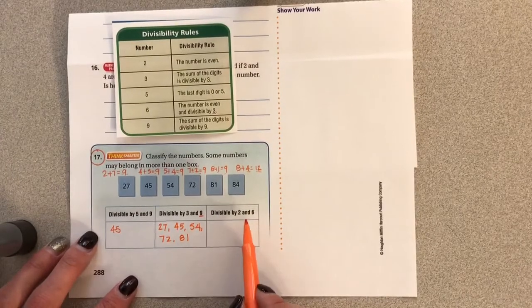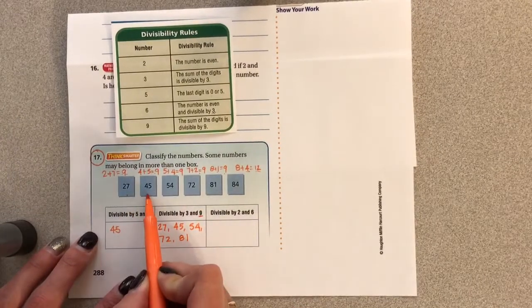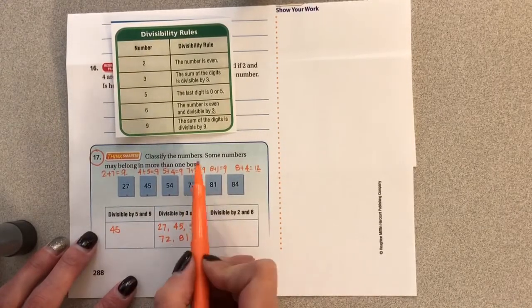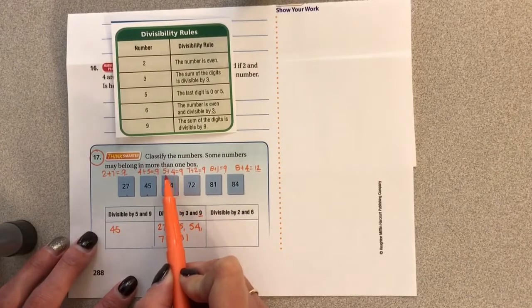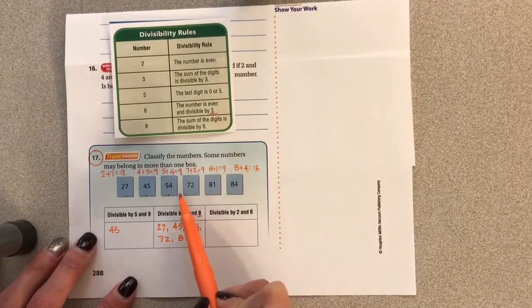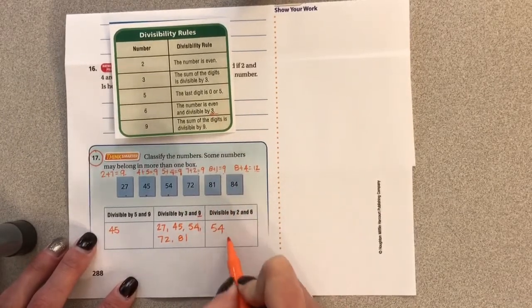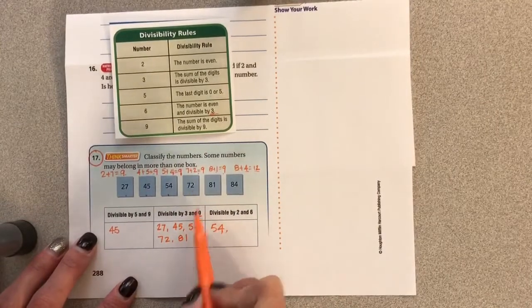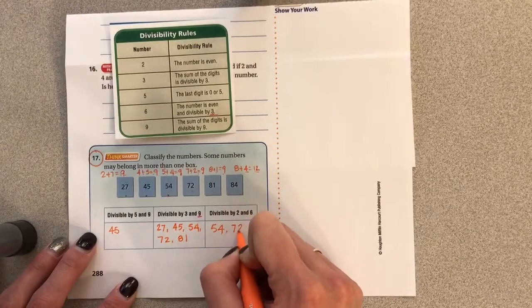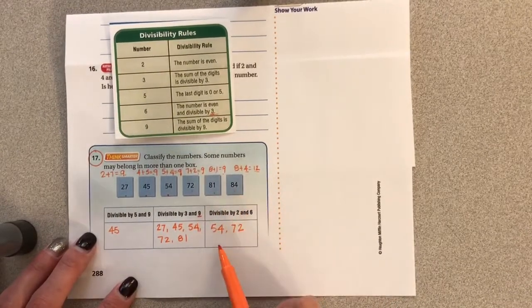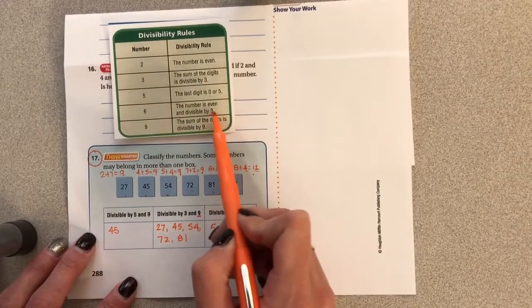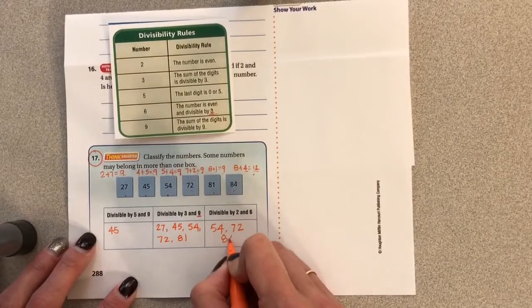So the first rule for figuring out if they're divisible by 2 is they're even. So we can skip 27, skip 45. Now we can look at 54. If we add up the sum of the digits for 54, 5 plus 4 is 9. So that means it's divisible by 3 and it's even, so 54 belongs in this box. Next we have 72. 7 plus 2 is 9, so that's divisible by 3, and it's even, so 72 would belong in this box. 81 is not even. 84 is, and 8 plus 4 is 12, which is divisible by 3, and it's even, so that means 84 would belong in this box as well.